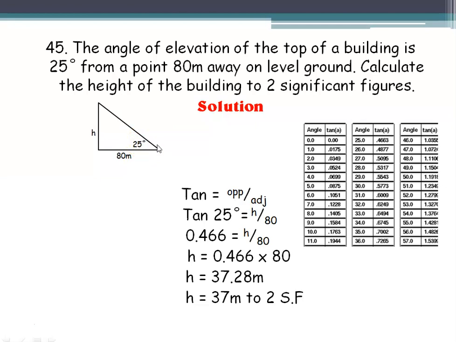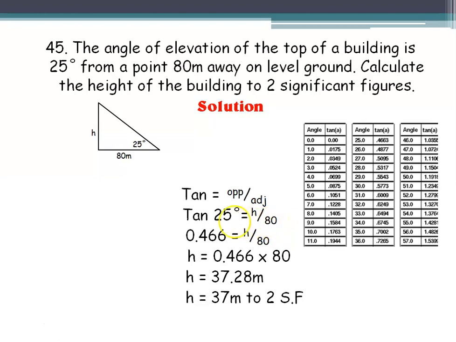From a point 80 meters away on level ground. That means from this point to the ground level is 80 meters. Is that taken? So calculate the height of the building. This is the height of the building. We don't know it. Let's call it H. Okay. So the next thing is to find out what sides we are given. We have the angle which is 25 degrees. This angle is facing this, so this is the opposite. We have the opposite and then we have the adjacent. So you have to use your trigonometry ratio that has opposite and adjacent, and that is tan. So tan is equal to opposite over adjacent. Tan 25, opposite is H, H over our adjacent, 80.